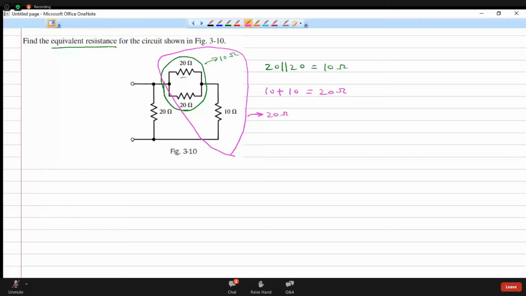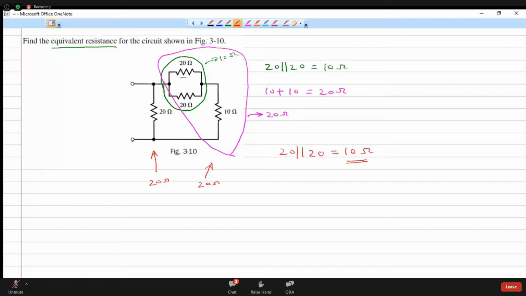So this entire thing is now 20 ohm. Now you see the entire network. What we see is this 20 ohm parallel with this 20 ohm. So we have 20 parallel 20, which is equal to 10 ohm. So that's how we can approach these kind of numericals where some resistors are given.